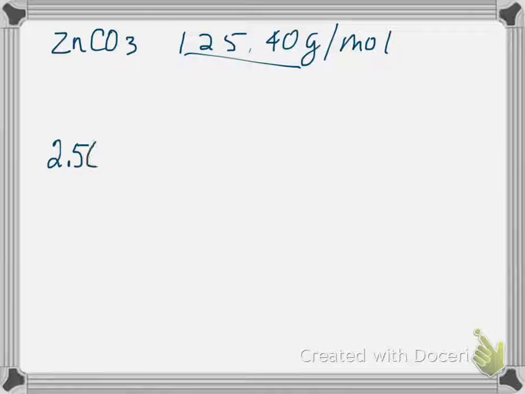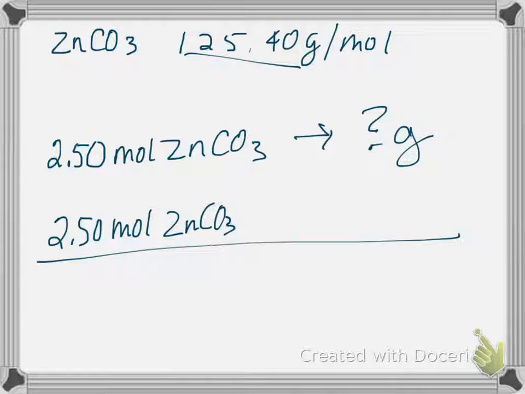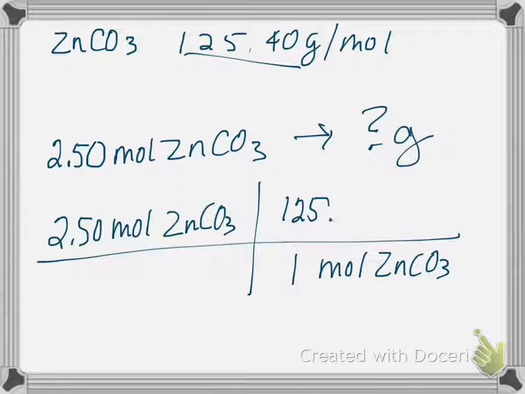2.5. I'm going to add a 0 on there. 2.50 moles of zinc carbonate. And I want to know how many grams that would be. So I start with the 2.50 moles. I want to get rid of moles, so it goes on the bottom. So 1 mole on the bottom, and then the molar mass on the top. Now I have both numbers on top. It's a 1 on the bottom, so I just need to do what? Multiply.